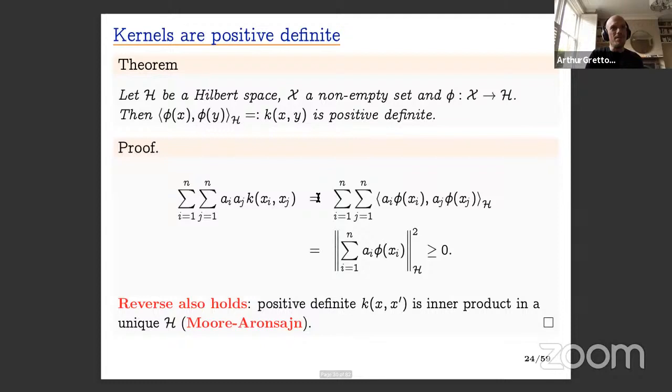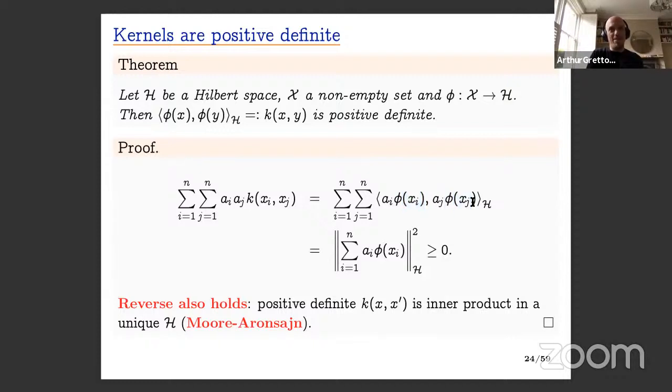So let's do the proof. It's a very short proof. Here is the sum from the previous slide: sum over i, sum over j, ai aj k(xi, xj). Now, remember that I'm starting with the fact that my kernel is a dot product of features. So k of xi and xj is the dot product between the features of xi and the features of xj. So here is my feature of xi and my feature of xj.